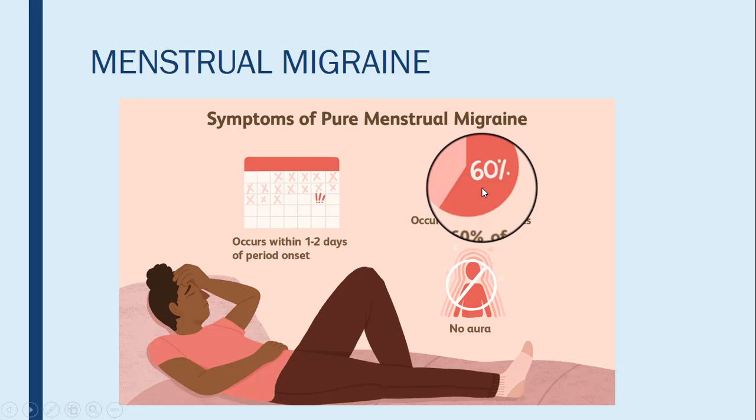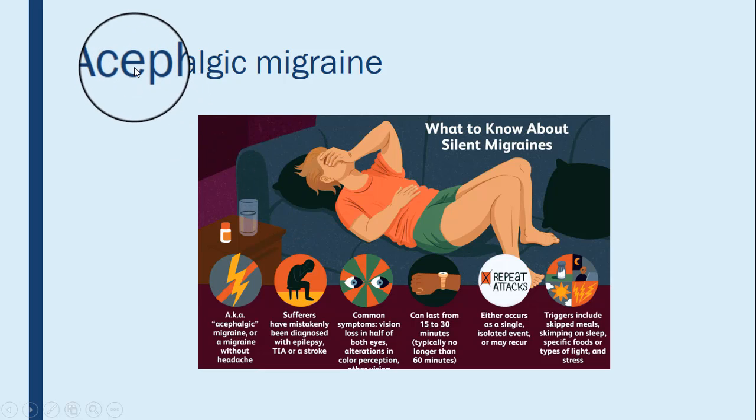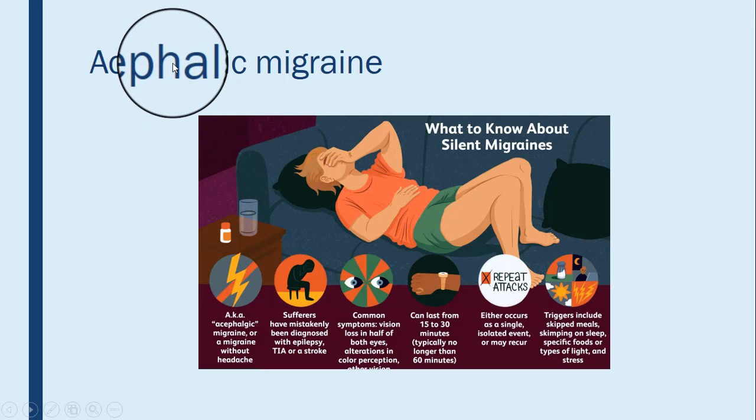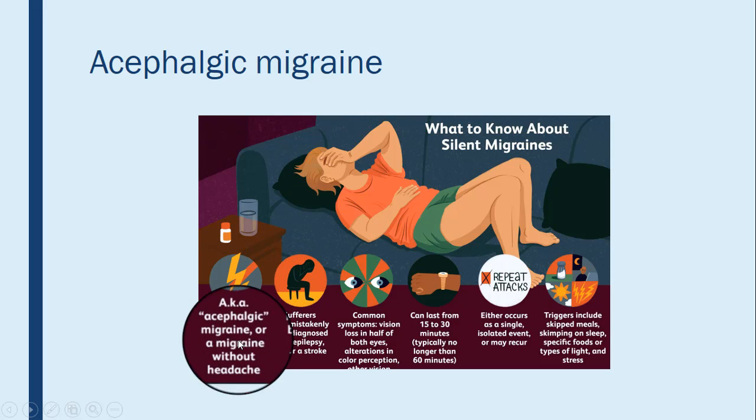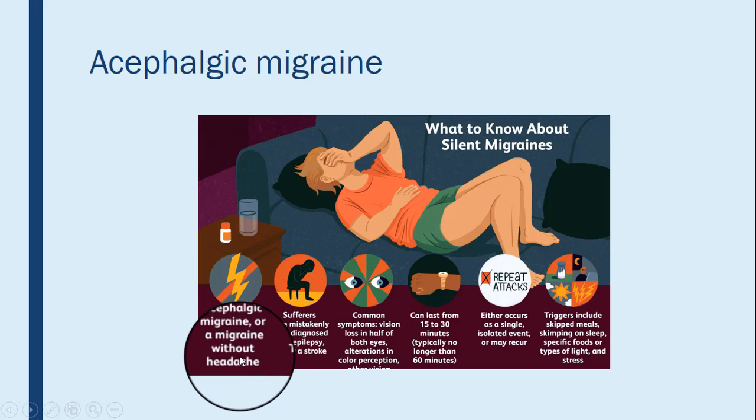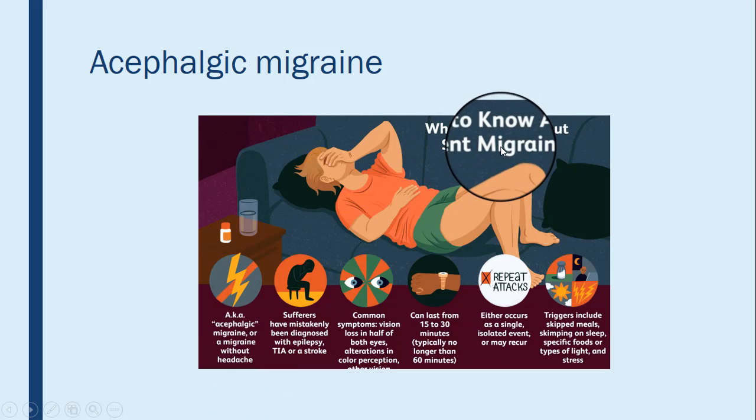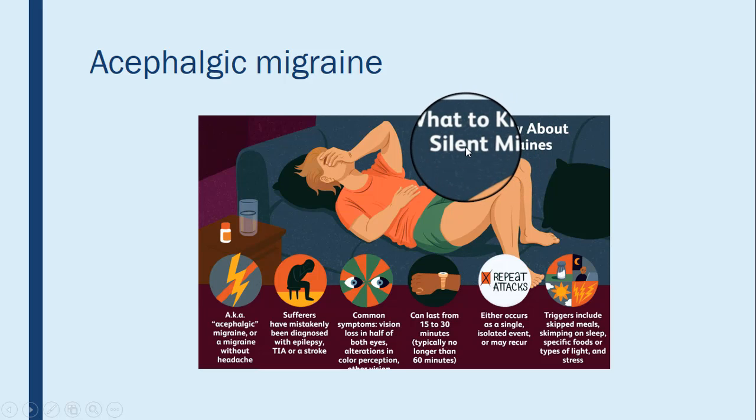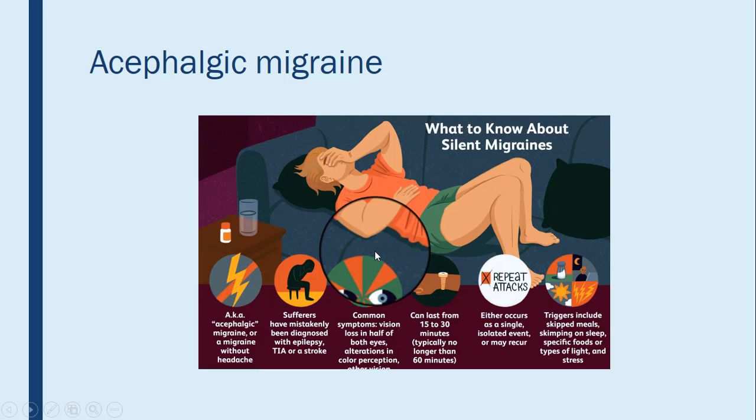Now let's talk about another type of migraine, that is esophageal migraine. Now let's talk about it. Esophageal migraine is also known as migraine without headaches, aura without headaches, silent migraine, and visual migraines without headaches. This type of migraine occurs when a person has an aura but does not get a headache. And this type of migraine is not uncommon in people who start having migraine after age 40.